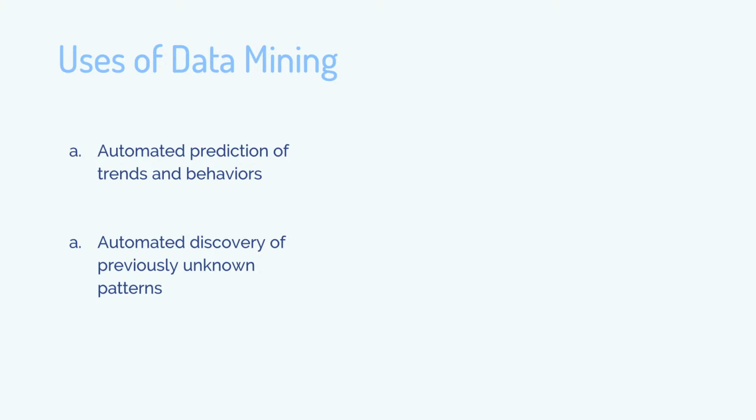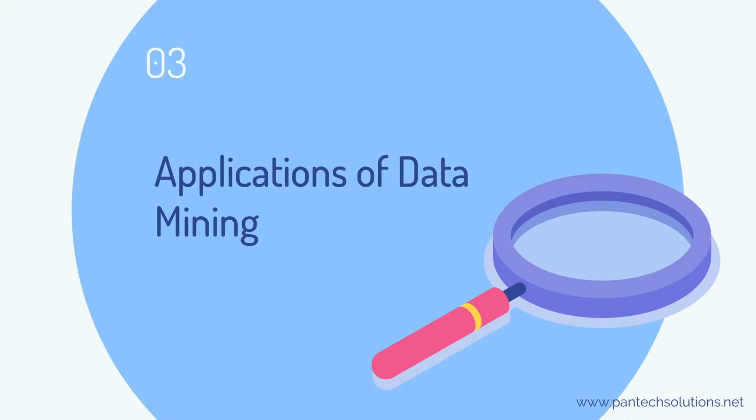Okay, so that and all, based upon the unknown patterns. So more numbers are buying the red color t-shirt, which means automatically it has created some trends. Okay, so this is the use of data mining. And then the applications of data mining.